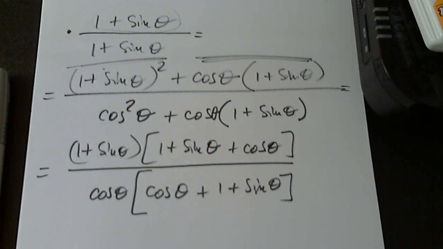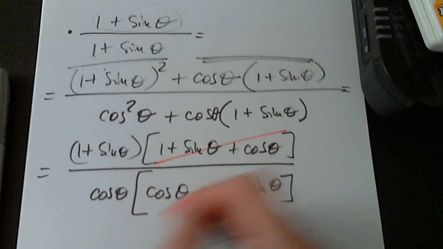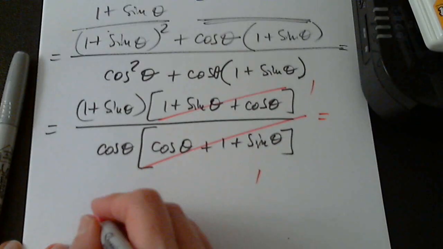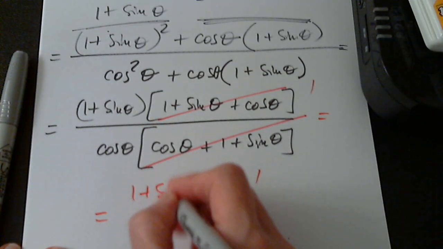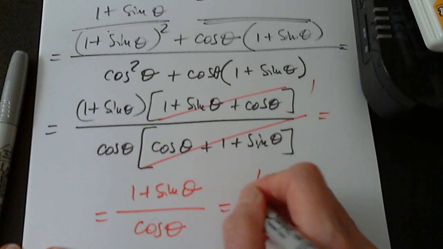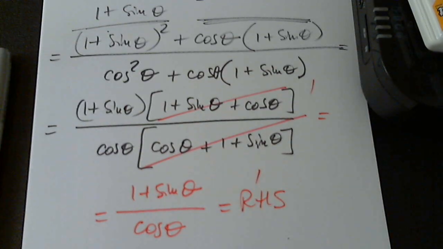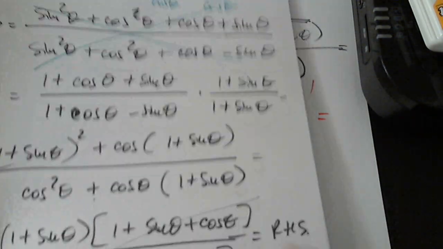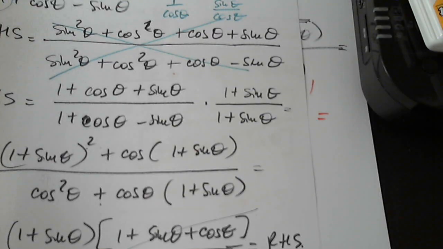That's all I wanted. I wanted to get rid of this complicated situation that I didn't know what to do with. So 1 plus sine plus cosine, 1 plus sine plus cosine, same quantity, it goes away. So the final simplified form is 1 plus sine theta over cosine theta, which indeed is the right-hand side. Without this little trick, I would have not known how to get to the right-hand side.